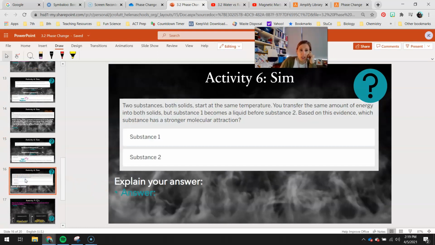All right, last little question on the sim. Two substances, both solids, start at the same temperature. You transfer the same amount of energy into both solids, but substance 1 becomes a liquid before substance 2. Based on this evidence, which substance has a stronger molecular attraction? So use your draw tool to circle either substance 1 or substance 2 and explain your answer.